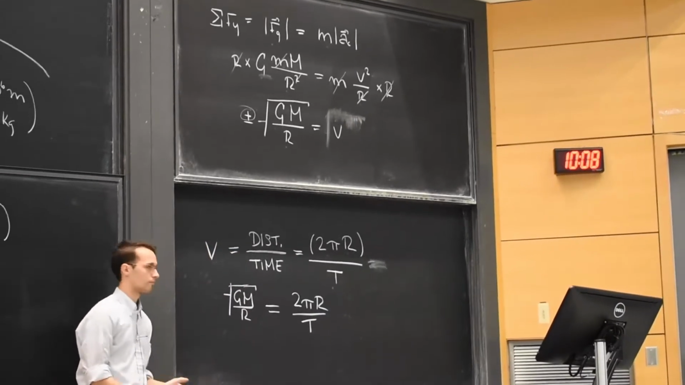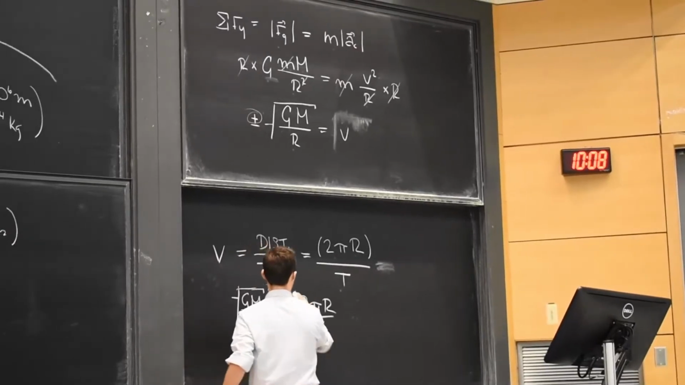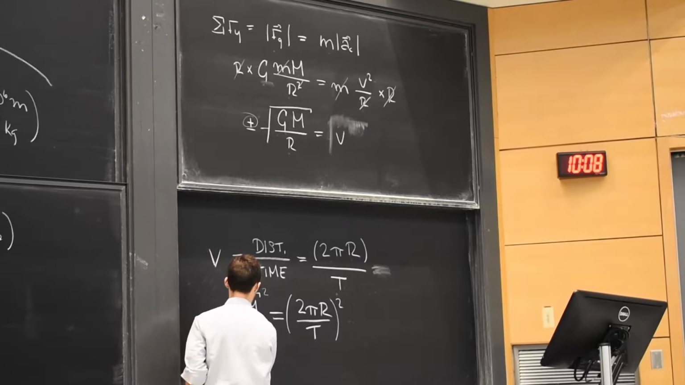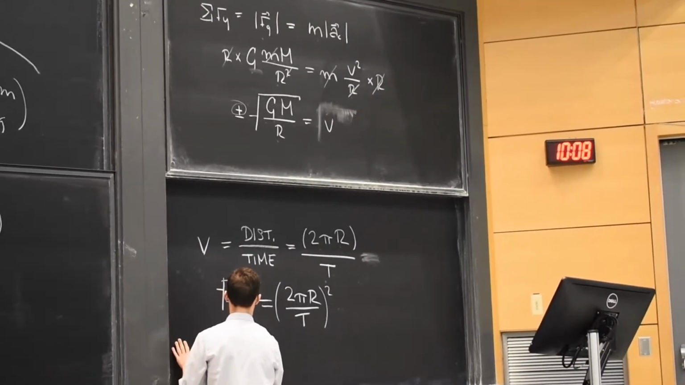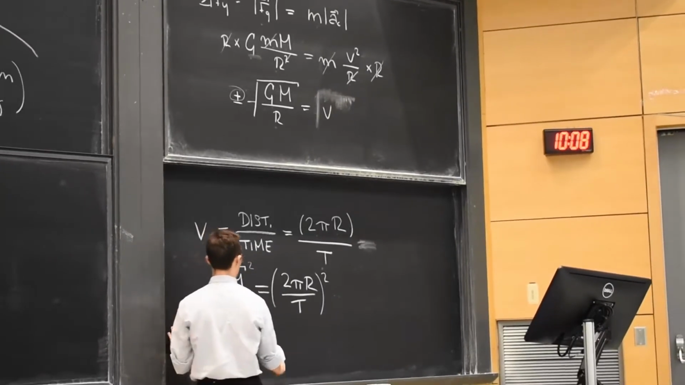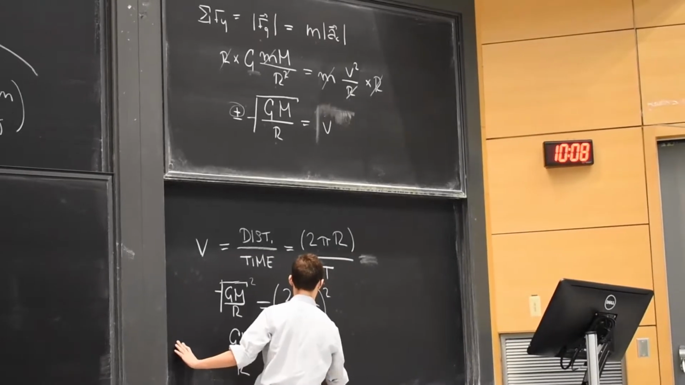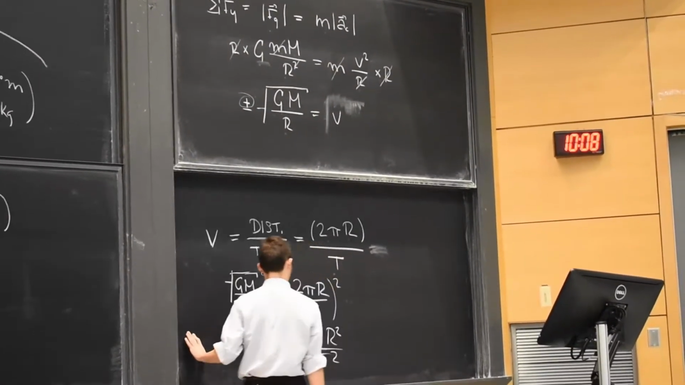Square both sides so that we get rid of this nasty radical. No one likes radicals these days. You get GM over r is equal to 4 pi squared r squared over T squared.